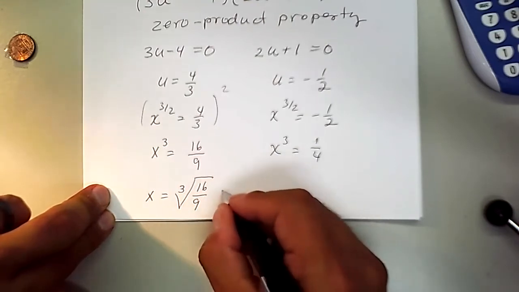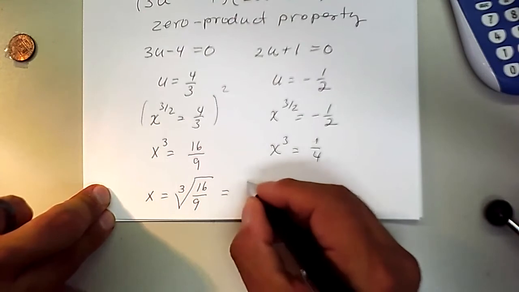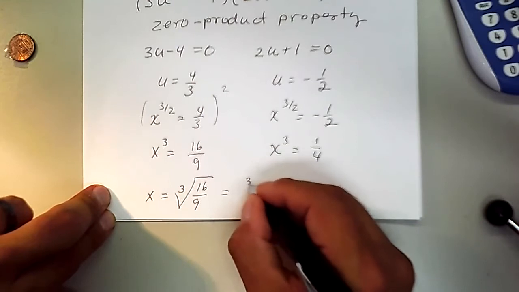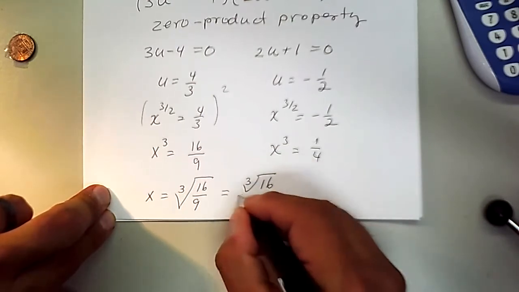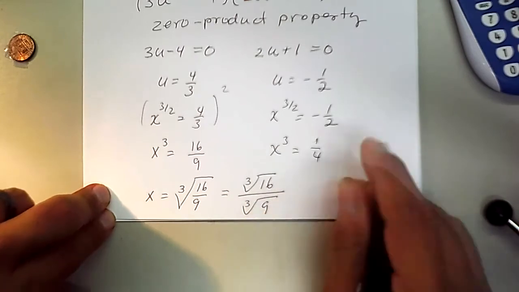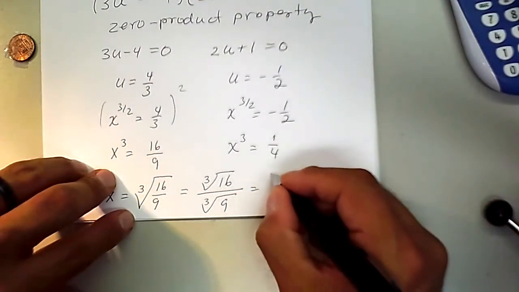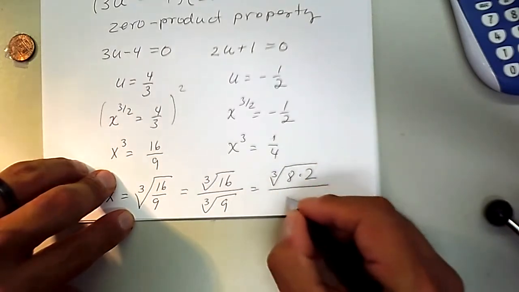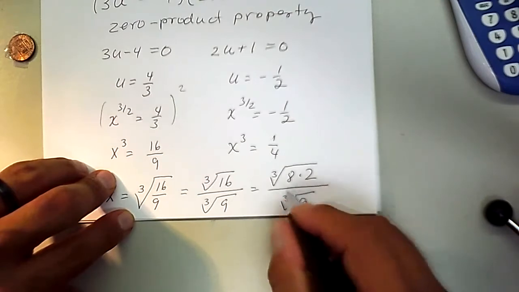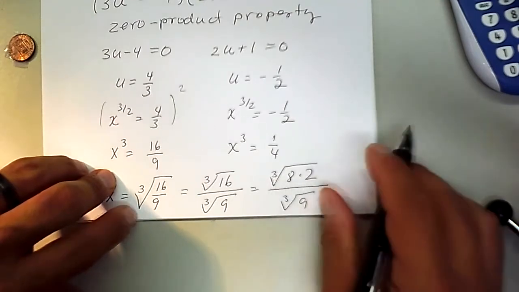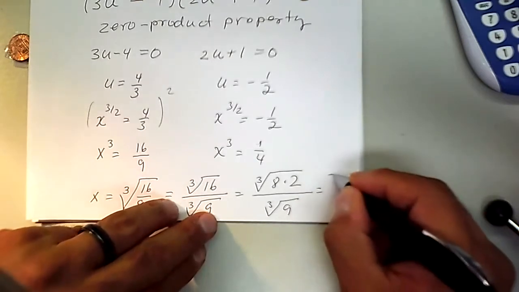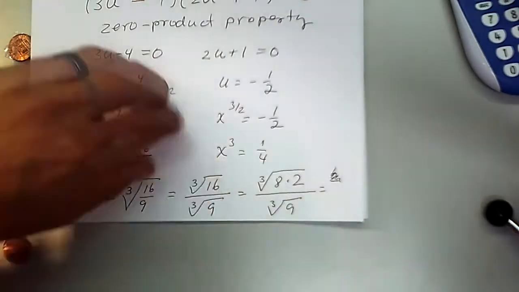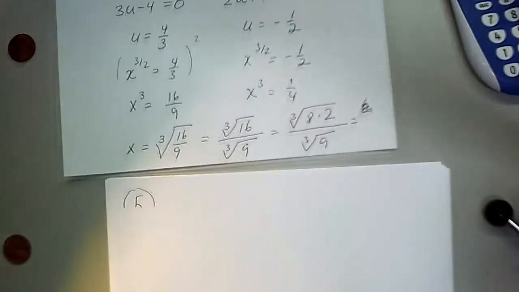We have to simplify this because 16 is really 2 to the 4, or let me write it differently. So first, let's write this down: cube root of 16 over cube root of 9, and then we can split 16 into 8 times 2. And the reason why we want to do that is because 8 has a perfect cube root. So this would end up being 2. I don't want to rush here. Let me continue on the next page.